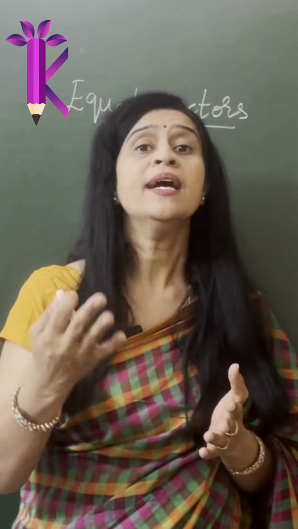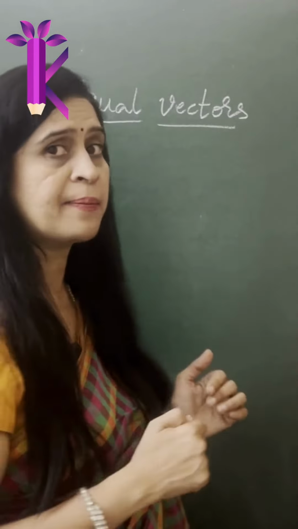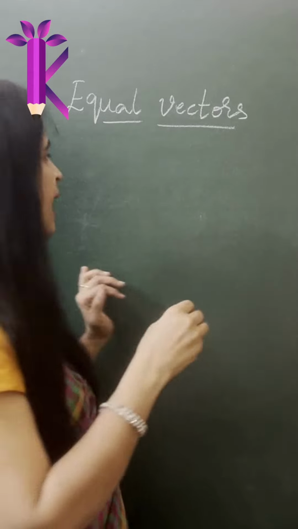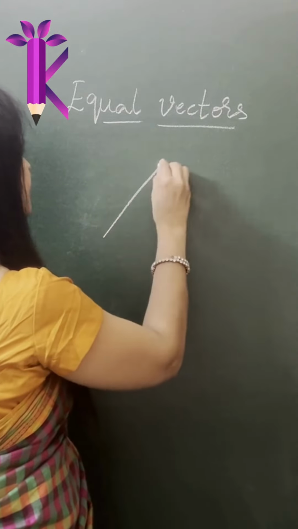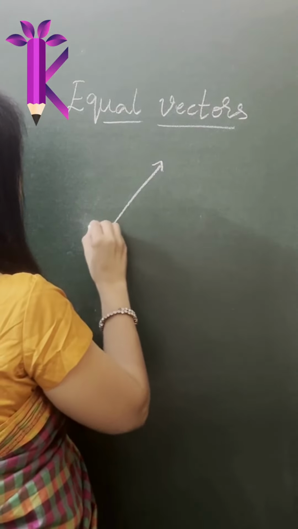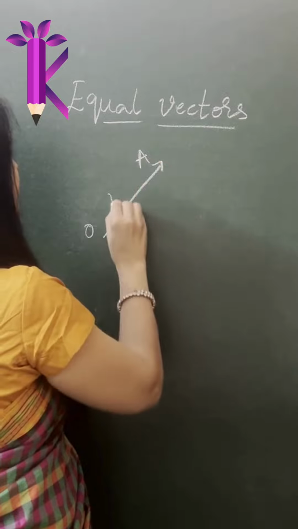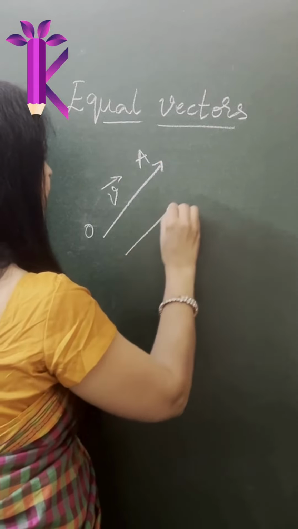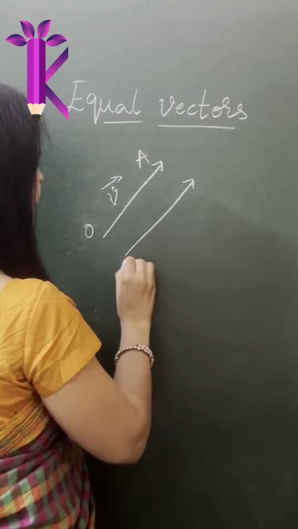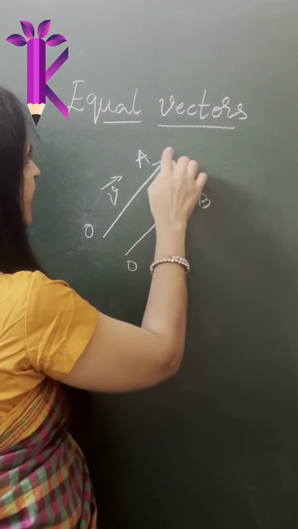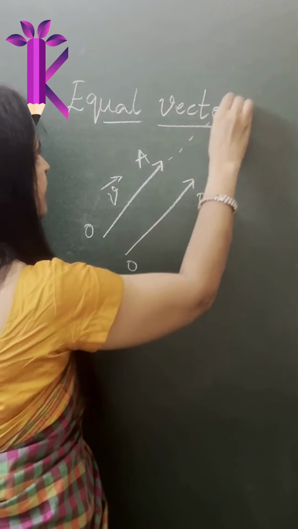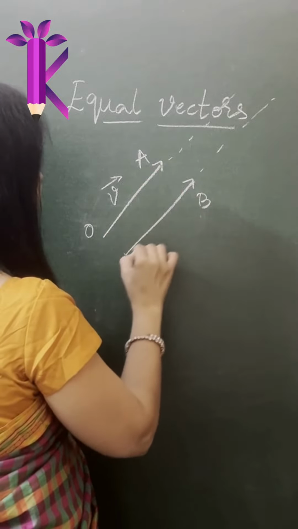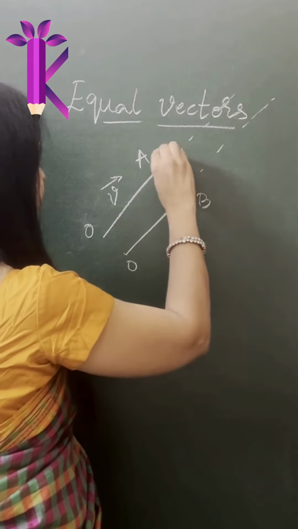But how do we represent equal vectors? Vectors are represented with a straight line with an arrow mark. So suppose you are representing one velocity OA. If this is the velocity vector, it is heading in this direction. Similarly, you have another velocity vector OB, which is also heading in the same direction as this. They both are heading in the same direction, and you see that the length of the vector gives you the magnitude of the vectors.